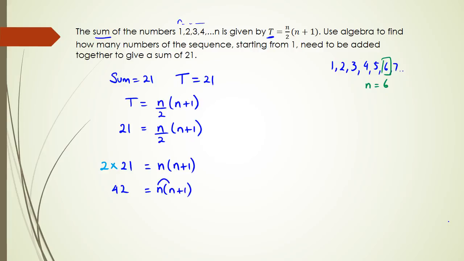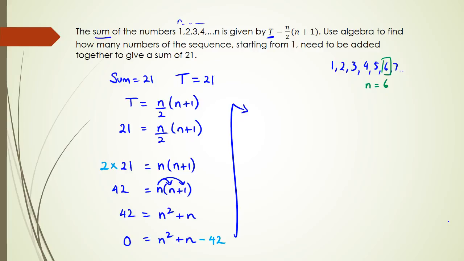At this point, I need to expand the brackets. So n times n is n squared. n times 1 is just n. And I'm hoping that you guys can see a quadratic that's actually being formed here. So I'm going to make the left hand side equal to 0. So I'm going to get n squared plus n, and when I bring 42 to this side, it's going to become negative 42. So at this point, I have a quadratic that equals 0, which means I need to factorize.